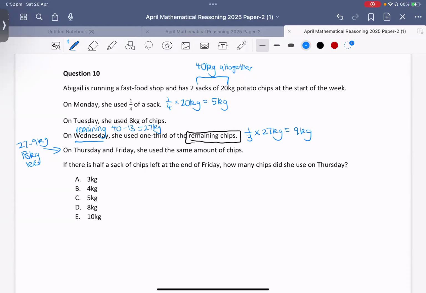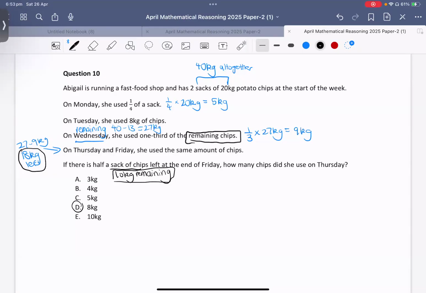Hopefully. Okay. And then if there is half a sack of chips left at the end of Friday, how many chips does she use on Thursday? So remember, one sack of chips was 20 kilos. So if there's half a sack left, that means there's 10 kilos left at the end of Friday. So how many chips did she use on the Thursday? Well, on Wednesday, remember, we had 18 kilos left at the end of the day, and we have 10 kilos left on the end of Friday. So how much would she have used on Thursday? It must be that remaining amount, which is 8 kilos.